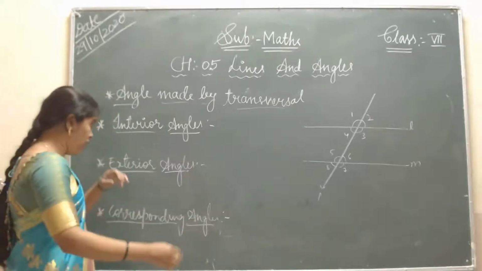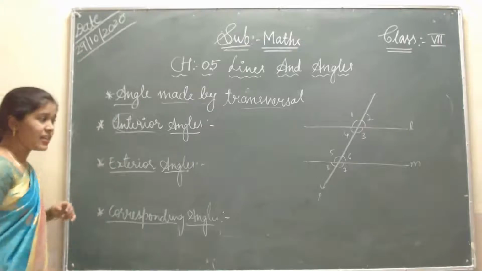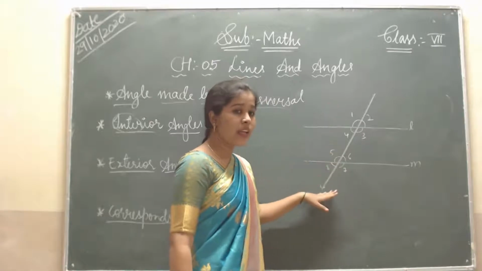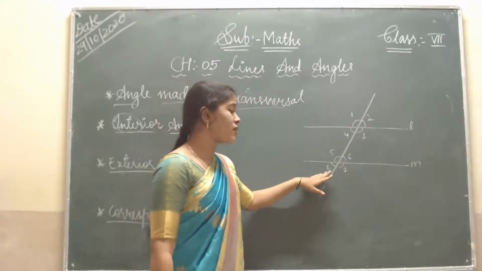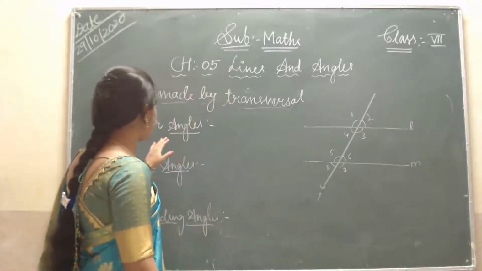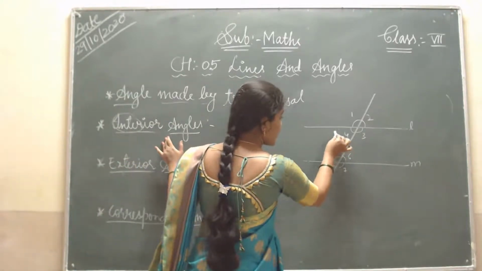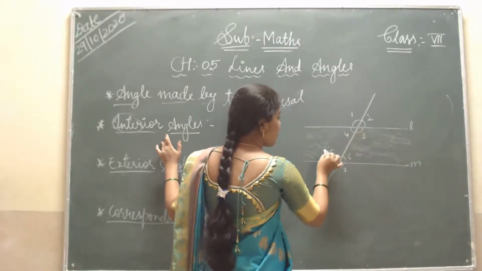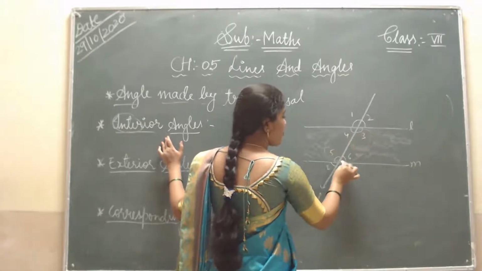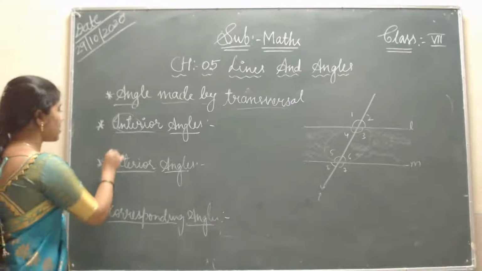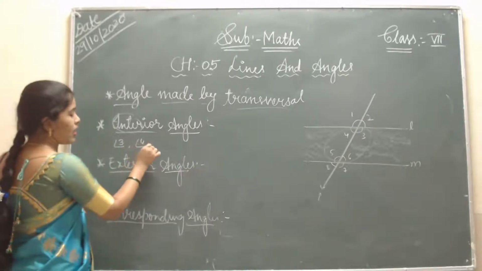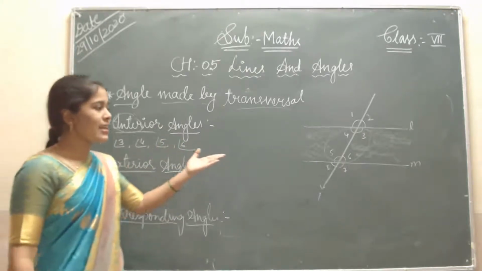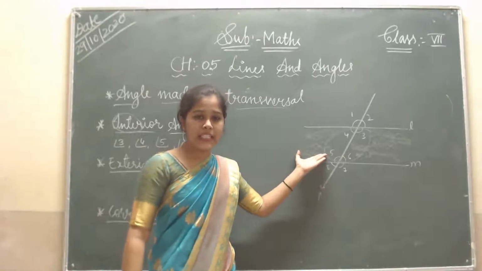See here, interior. The name itself, interior, means inside. So 1, 2 and 7, 8 are outside these two lines, the outside angles. Interior angles means inside of this figure. This is the inside part of these lines. In this part, what we are observing, there are 4 angles: angle 3, angle 4, angle 5 and angle 6. There are 4 angles inside these two lines, so that is nothing but an interior angle.